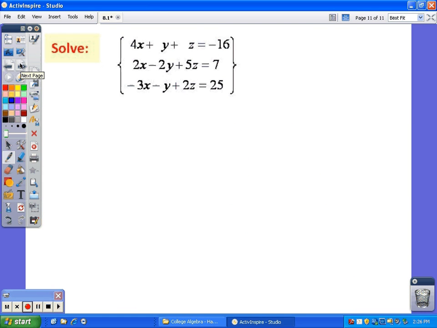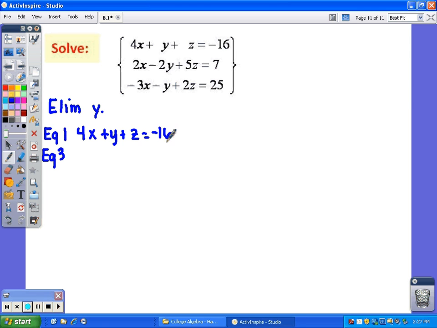Let's try one more. Looking at this example, this time, let's eliminate the y value. Remember, it's your choice. You just have to do it from two pairs of equations. If I choose to take equation 1 and equation 3 to eliminate the y's, they're already opposite, so nothing has to be multiplied. So I'm going to take equation 1, I'm going to take equation 3, and add them together. When I do that, I get x plus 3z is equal to 9.